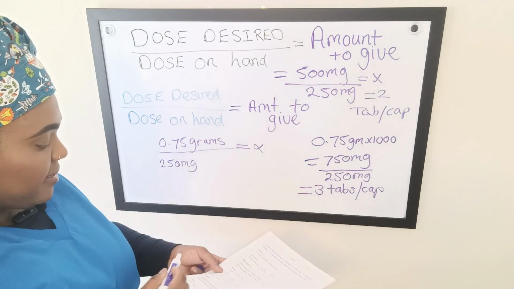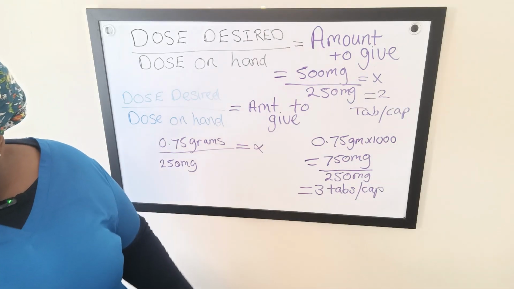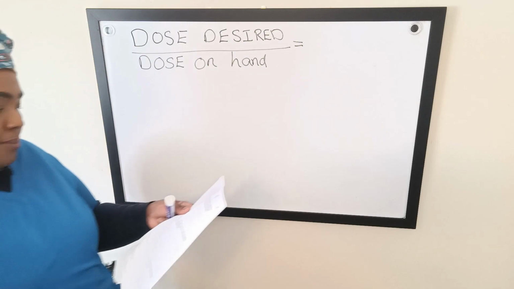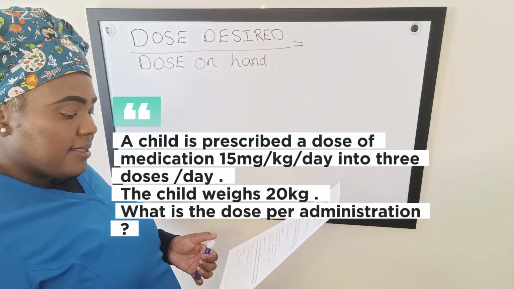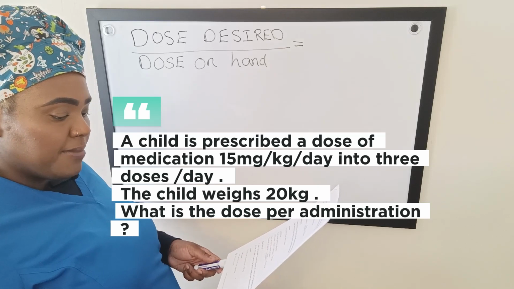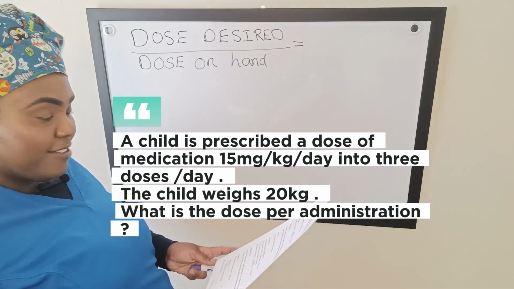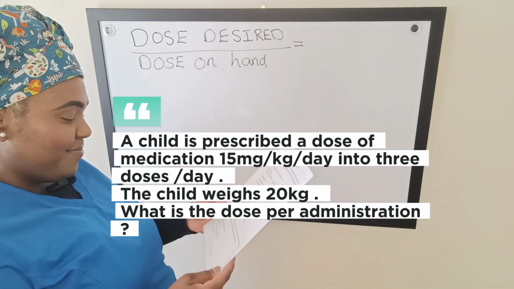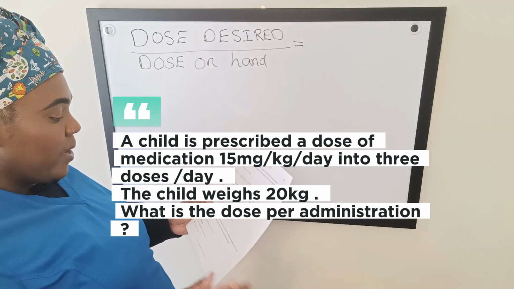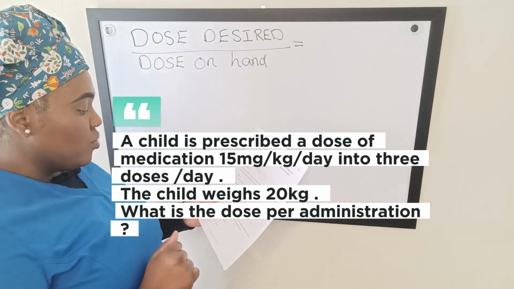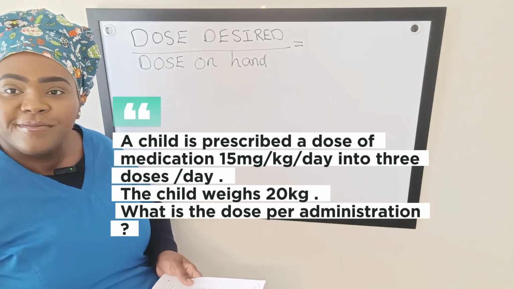Let's go on to the next example. For the next example, a child is prescribed a liquid medication at a dose of 15 milligrams per kg per day. Ooh, this one looks nice. Into 3 doses per day. The child weighs 20 kg. What is the dose per administration?